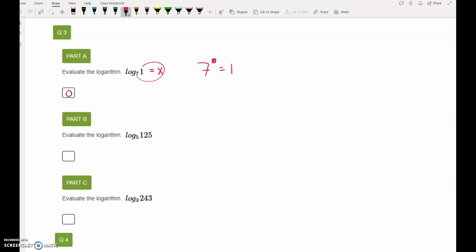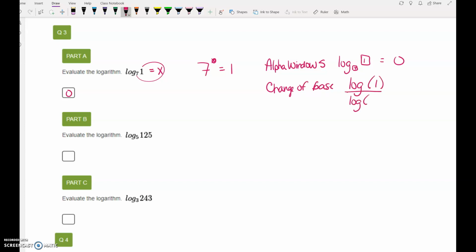You could also use, if you have the TI-84, the keystroke alpha window 5, and that will bring up that little log template, and you can type in log base 7 of 1, and your calculator will tell you that it's 0. If you don't have that fancy feature, you can always use the change of base: you do log button of the number in the log divided by log button of the base, and your calculator would tell you 0.